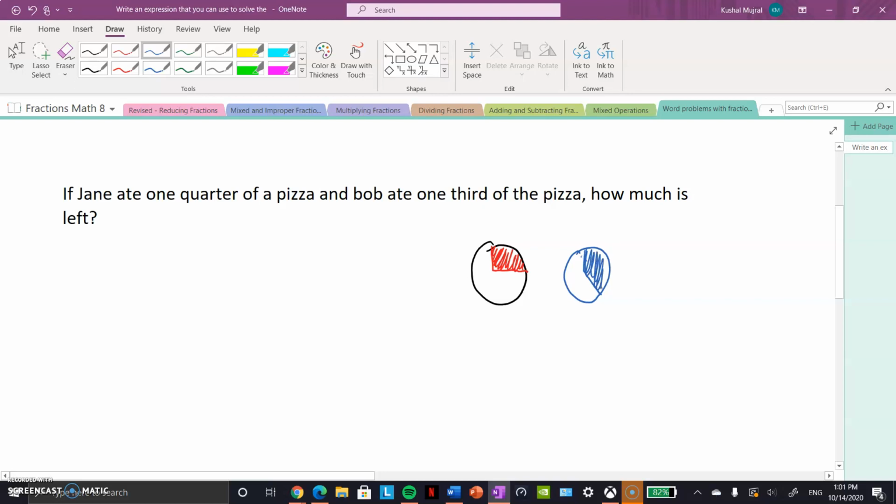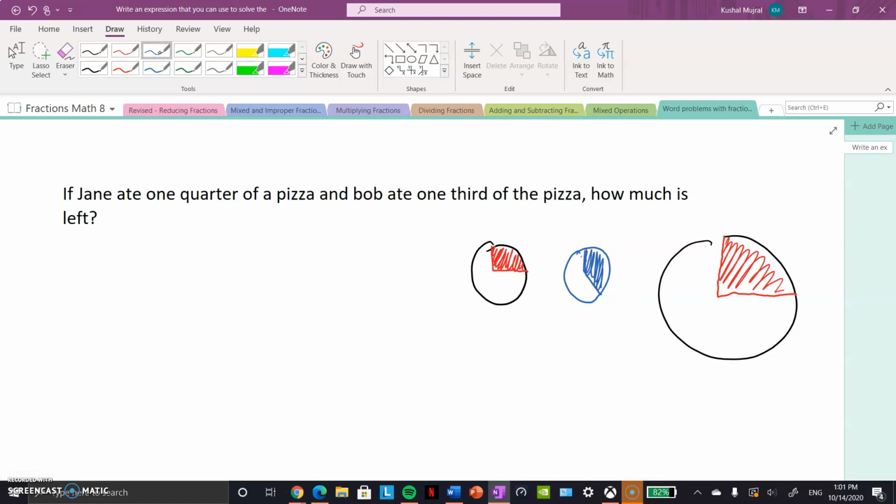Okay, so for the actual diagram here, for both of them that ate out of the same pizza, we're going to draw a quarter that Jane ate. Okay, that's the quarter that Jane ate. And then the third that Bob ate. That's more like a quarter. Let me just... Okay, so that's the third that Bob ate. Okay, so now we want to know how much is left. So, looking at this diagram, it's not really clear, right?